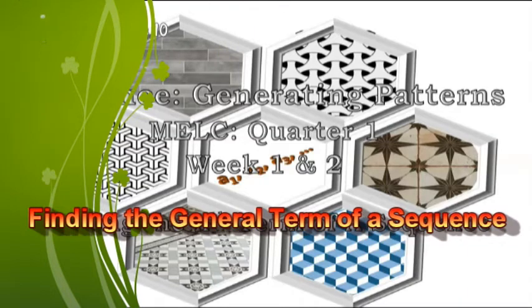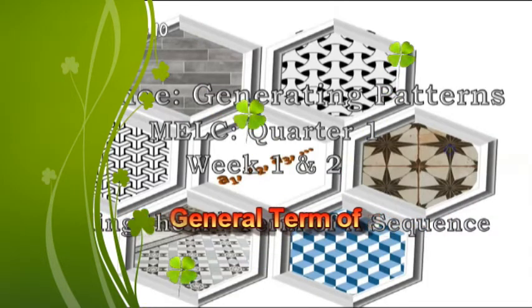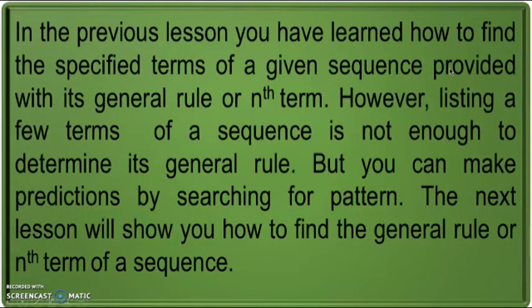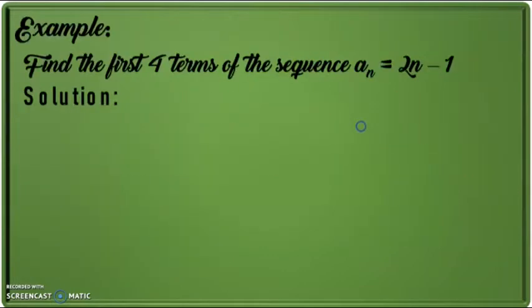And today's lesson is all about finding the nth term of a sequence. In the previous lesson, you have learned how to find the specified terms of a given sequence provided with its general rule or nth term. However, listing a few terms of a sequence is not enough to determine its general rule, but you can make predictions by searching for patterns. The next lesson will show you how to find the general rule or nth term of a sequence.